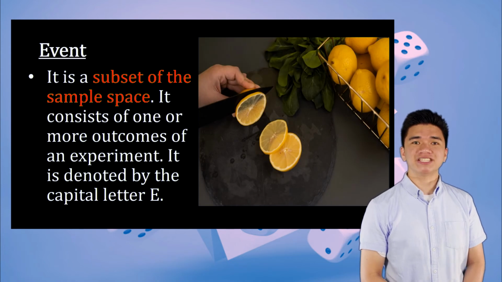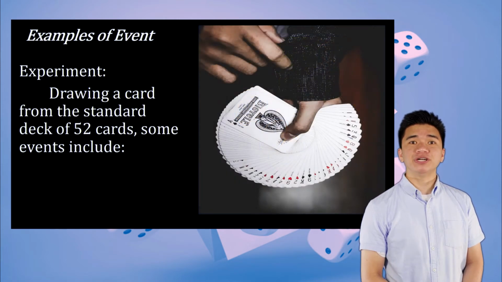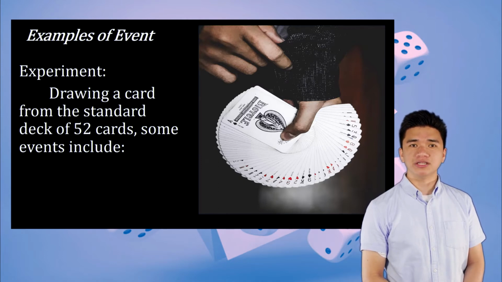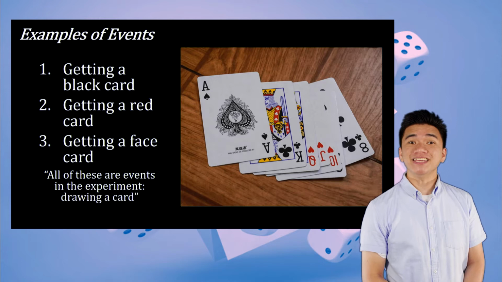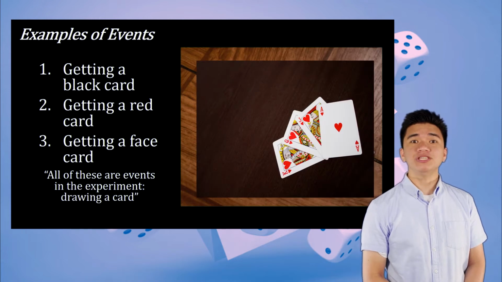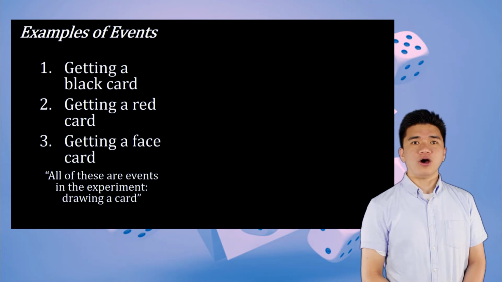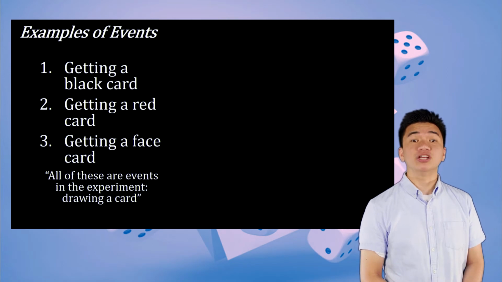Event. It is a subset of the sample space. It consists of one or more outcomes of an experiment. It is denoted by the capital letter E. Example: for an experiment in drawing a card from a standard deck of 52 cards, some events include getting a black card, picking a red card, and choosing a face card. All of these are events in the experiment drawing a card.